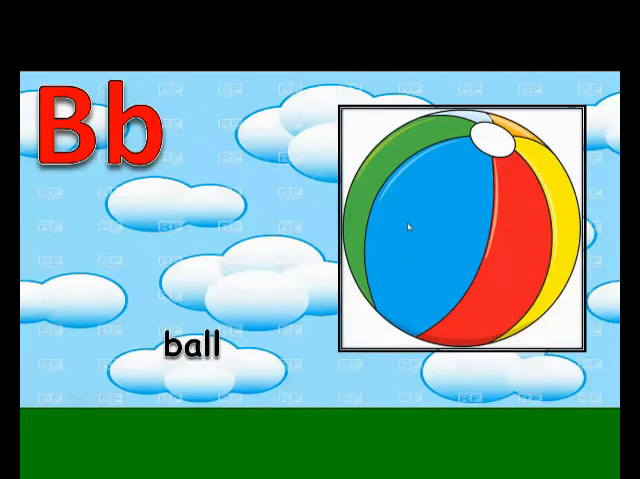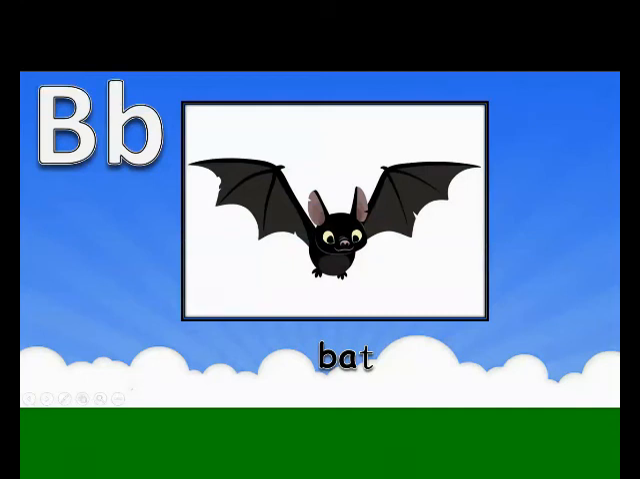Now students, wow, what is this? This is a ball. We use it for playing. We play with ball. B ball. Now the next object is bat. This is bat. B bat. Its color is black and it is very dangerous. And we can see this bat in night time.